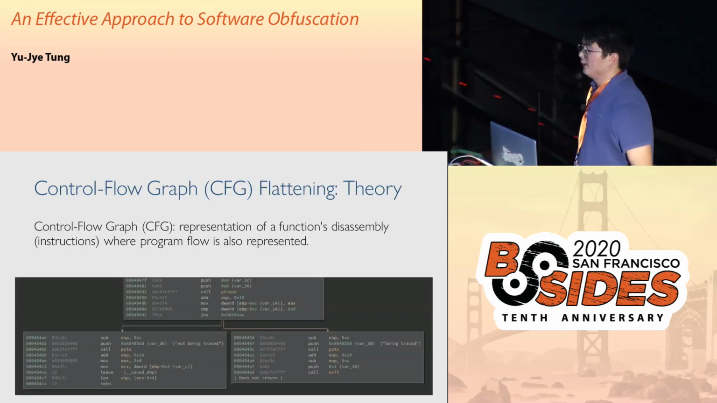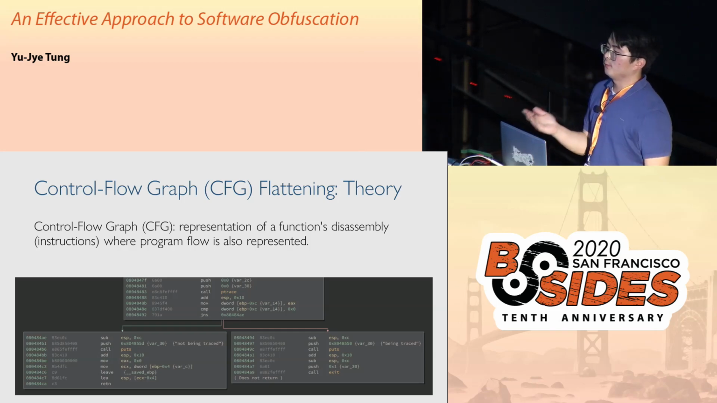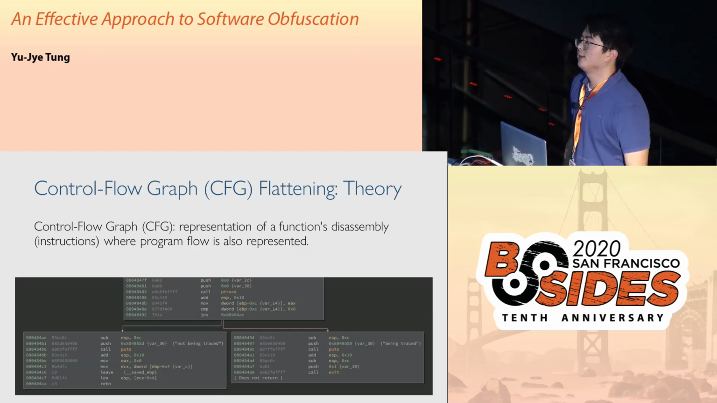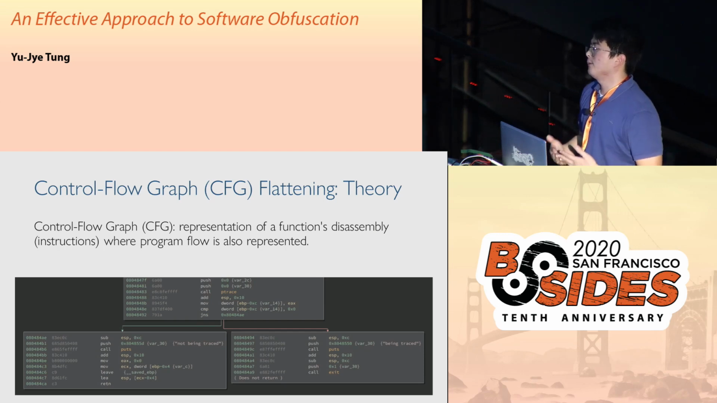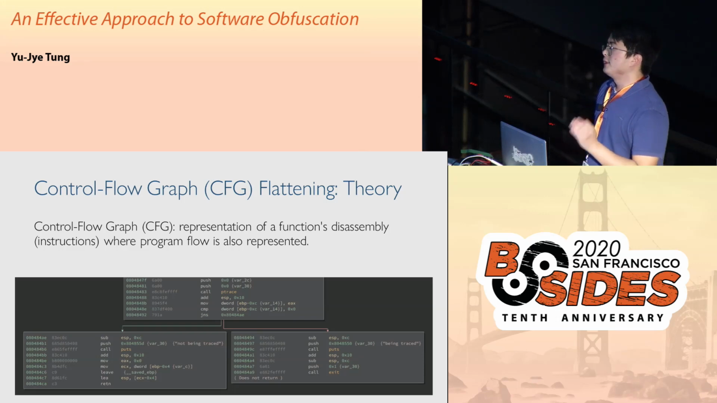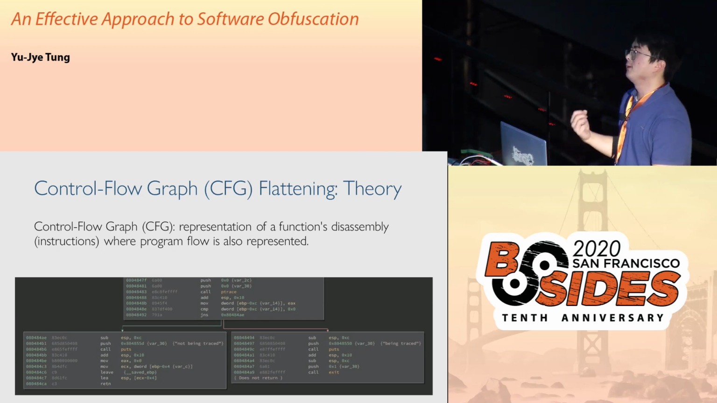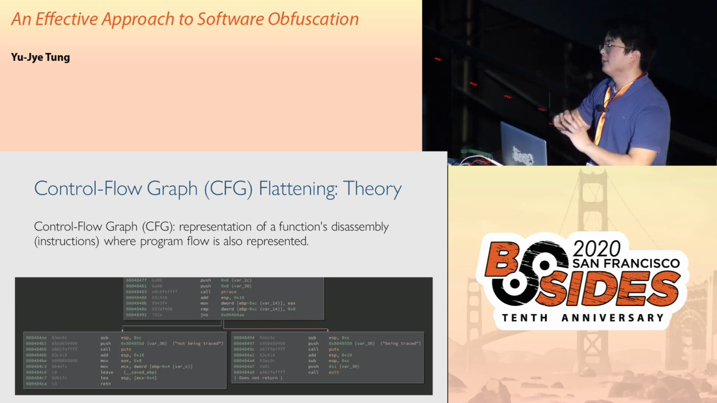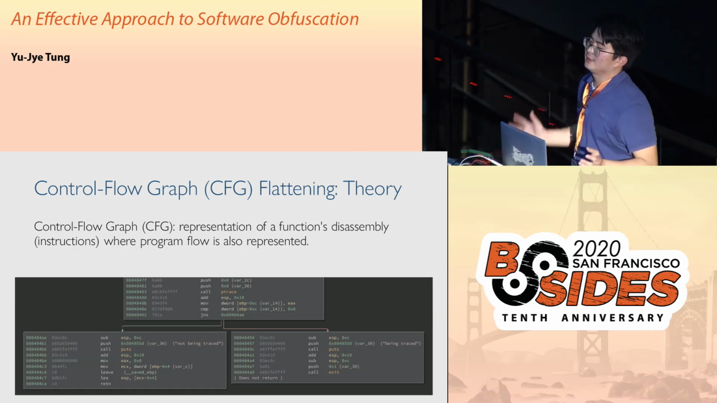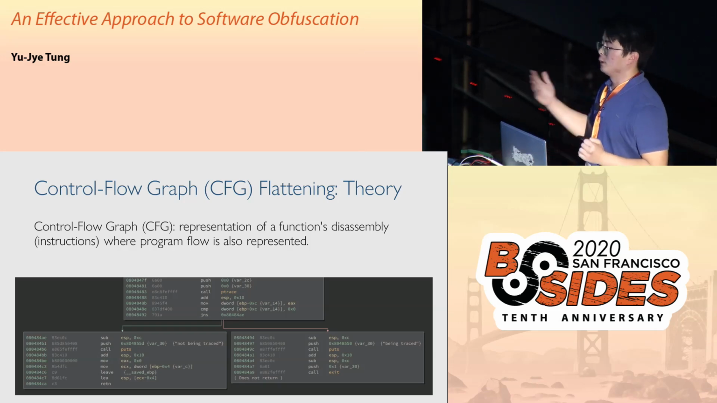So let's take a look at an example of a modern obfuscation technique called control flow graph flattening. Before we get to the theory of how this obfuscation technique works, let us first understand what a control flow graph, or CFG, is. A CFG is a representation of a function disassembly where the program flow is also encoded. It is able to encode program flow by representing disassembly in basic blocks and using arrows connecting different basic blocks to represent the control flow.